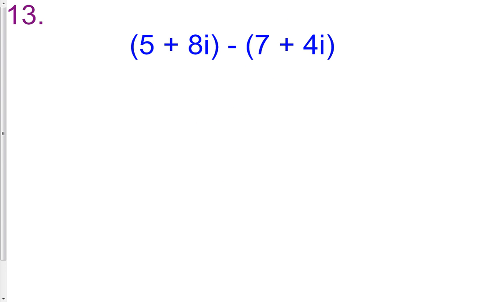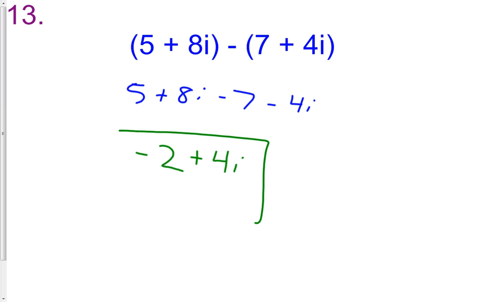Why don't you guys pause the video and try this one on your own. It's 5 plus 8i minus 7 minus 4i. So combining like terms, 5 minus 7 is a negative 2. 8i minus 4i is a positive 4i. Our answer for problem number 13, a negative 2 plus 4i.